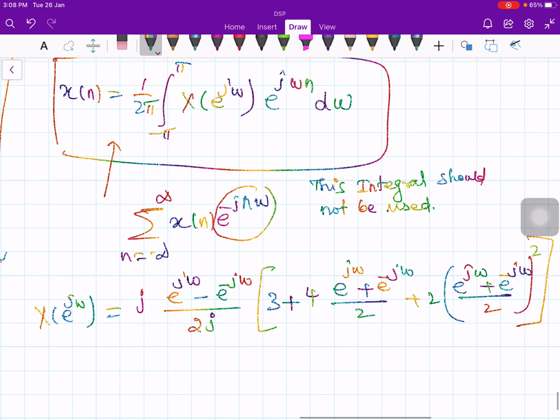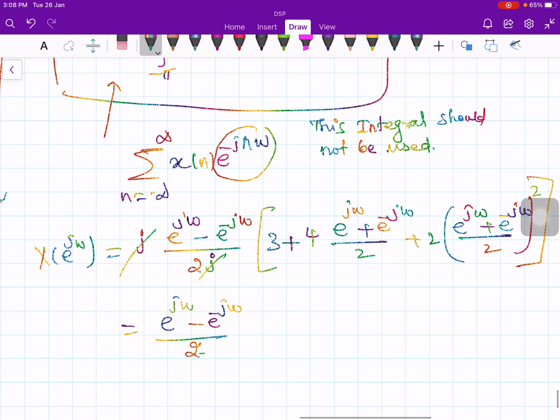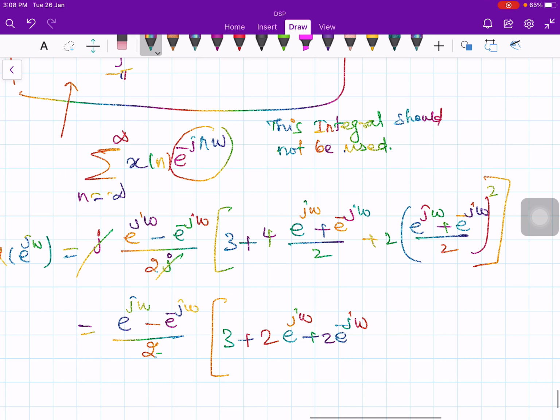Now you can expand this. j and j get cancelled: e to the j omega minus e to the minus j omega divided by 2, and multiply this with 3 plus 2 times e to the j omega plus 2 times e to the minus j omega, plus this is going to be square, right? e to the j2 omega plus e to the minus j2 omega plus 2, divided by 2.